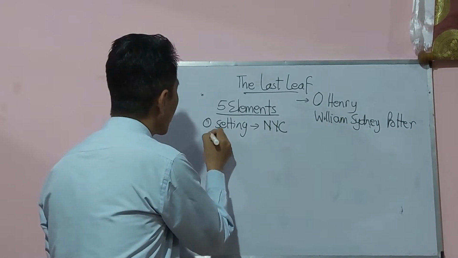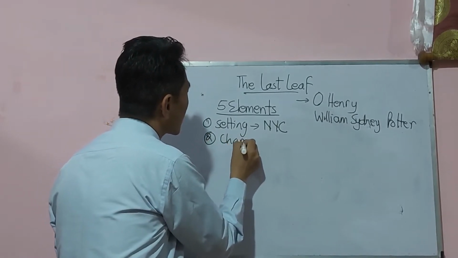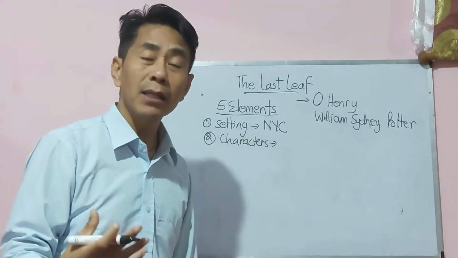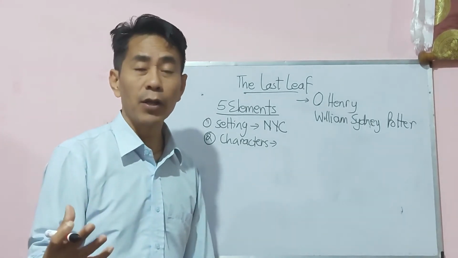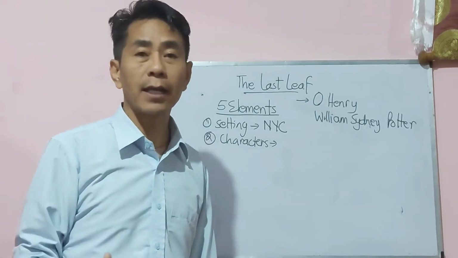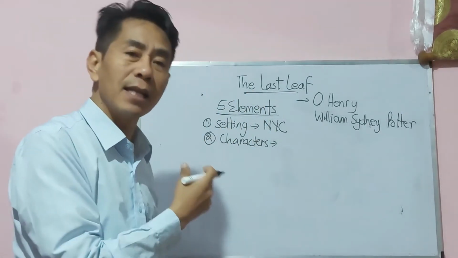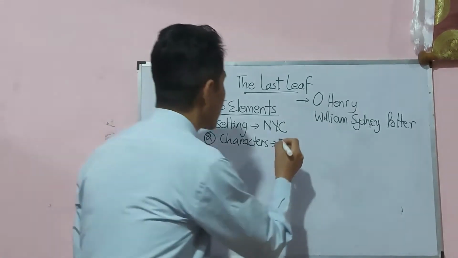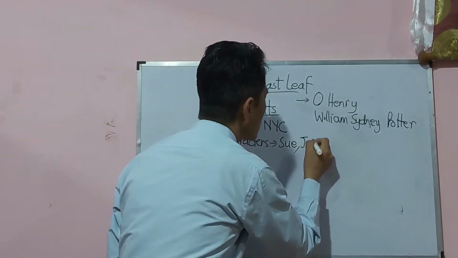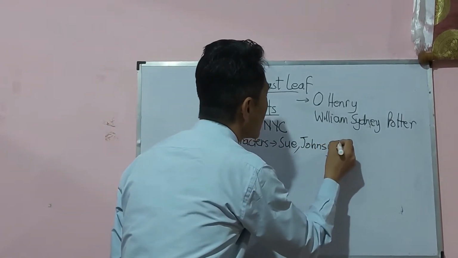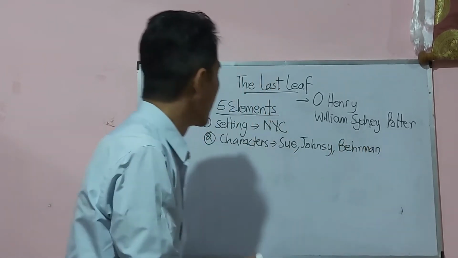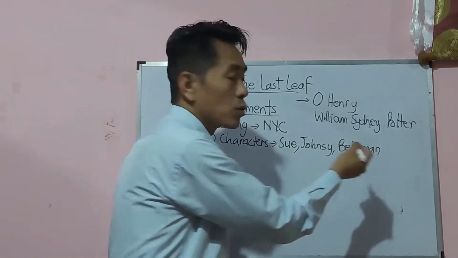Now the second one is the character. Who are the characters we have in the story? A character can be an animal, especially if it is a fable. A fable is a short story in which the characters are animals. If we talk about the story The Last Leaf, do you remember the characters? We have 2 girls, Sue and Johnsy, and then we have the barman. These are the characters. You can also say the narrative.